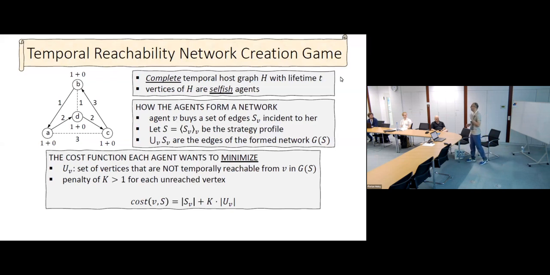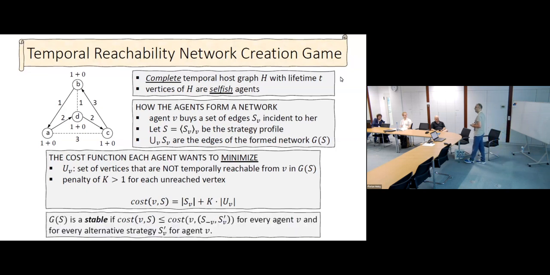Furthermore, in this specific configuration, we can check that agent A is playing the best possible strategy, and this is called a best response. And we say that the network that is formed by the agents is stable if every agent is playing a best response.